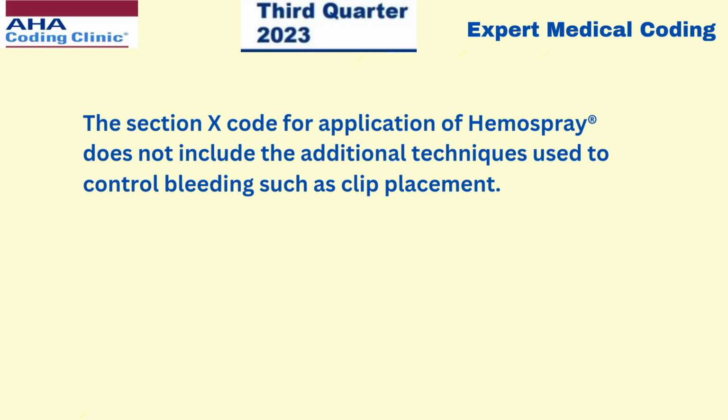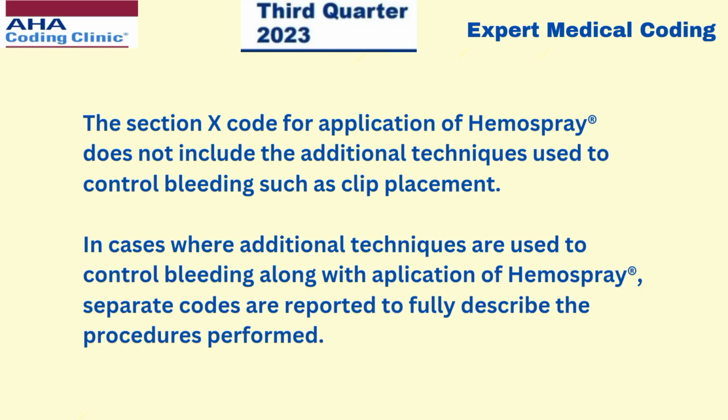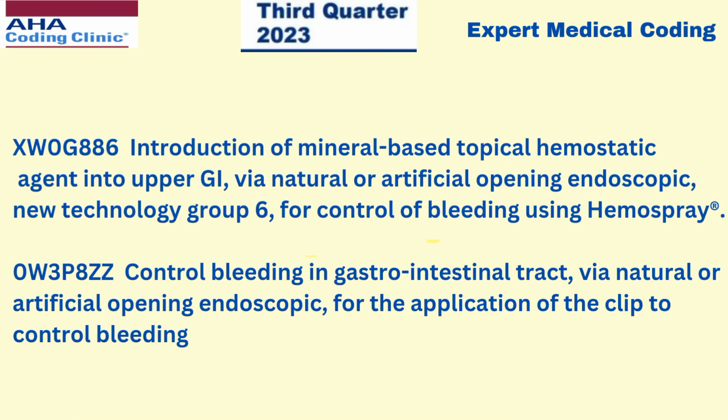The section X code for application of hemospray does not include the additional techniques used to control bleeding, such as clip placement. In cases where additional techniques are used to control bleeding, along with application of hemospray, separate codes are reported to fully describe the procedures performed. So, we have to take two separate codes, one for the hemospray and one for the hemostatic clips.